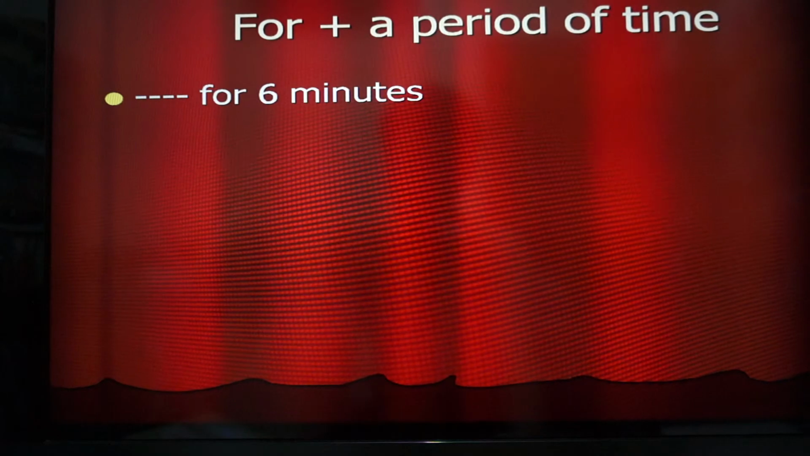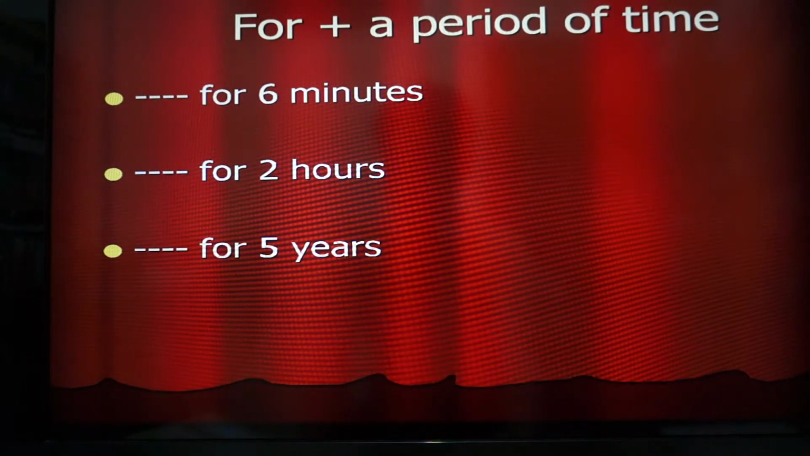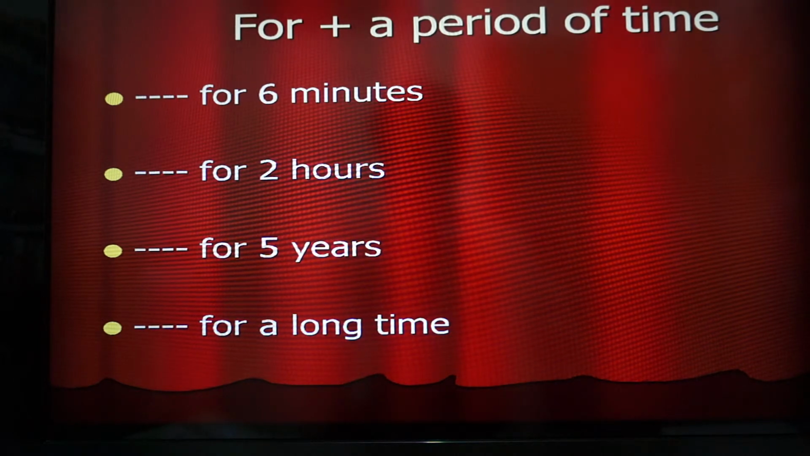For 6 minutes. For 2 hours. For 5 years. For a long time. Now you know what it means by a period of time. Let's look at how we use the present perfect with since.